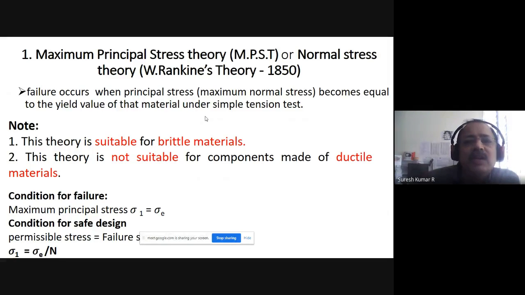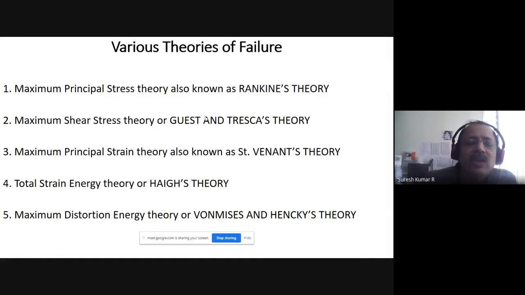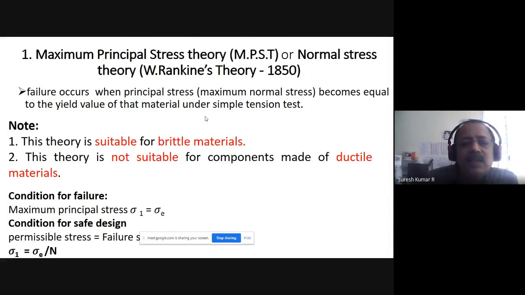Maximum principal stress theory says failure occurs when the maximum normal stress, which is nothing but the principal stress sigma 1, becomes equal to the yield point stress or elastic limit stress under the simple tension test. In all these 5 theories, only one type of testing is used, that is a simple tension test under UTM. Now, the first theory says when the principal stress sigma 1 becomes equal to sigma E, then the material will undergo failure. This particular theory is especially useful for brittle materials and not suitable for ductile materials.